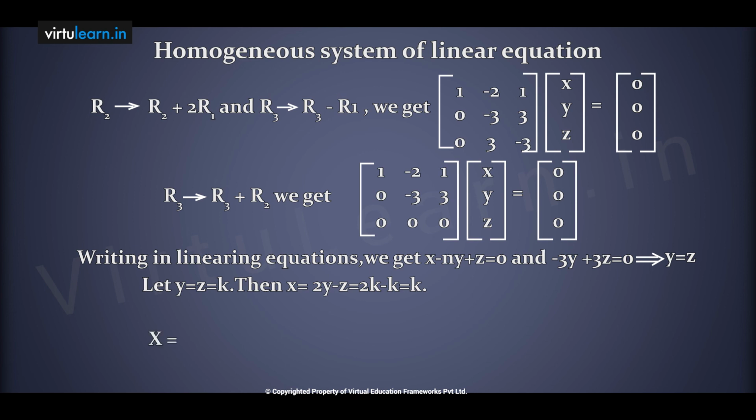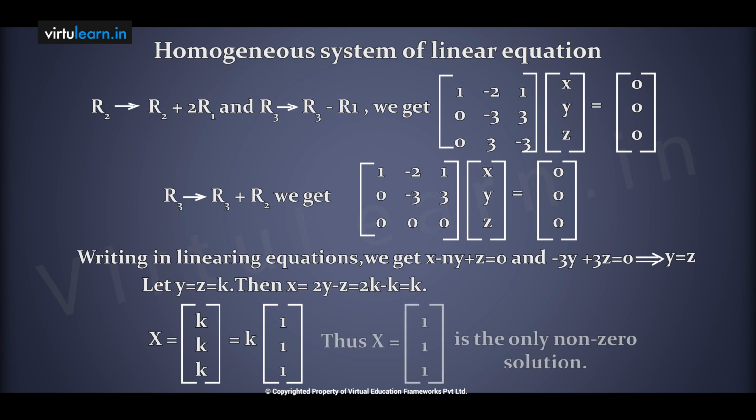Therefore the variable matrix is k times 1, 1, 1, where k is common. Then x equal to 1, 1, 1 is the linearly independent solution, linearly independent vector or non-zero solution when lambda equal to minus 2.